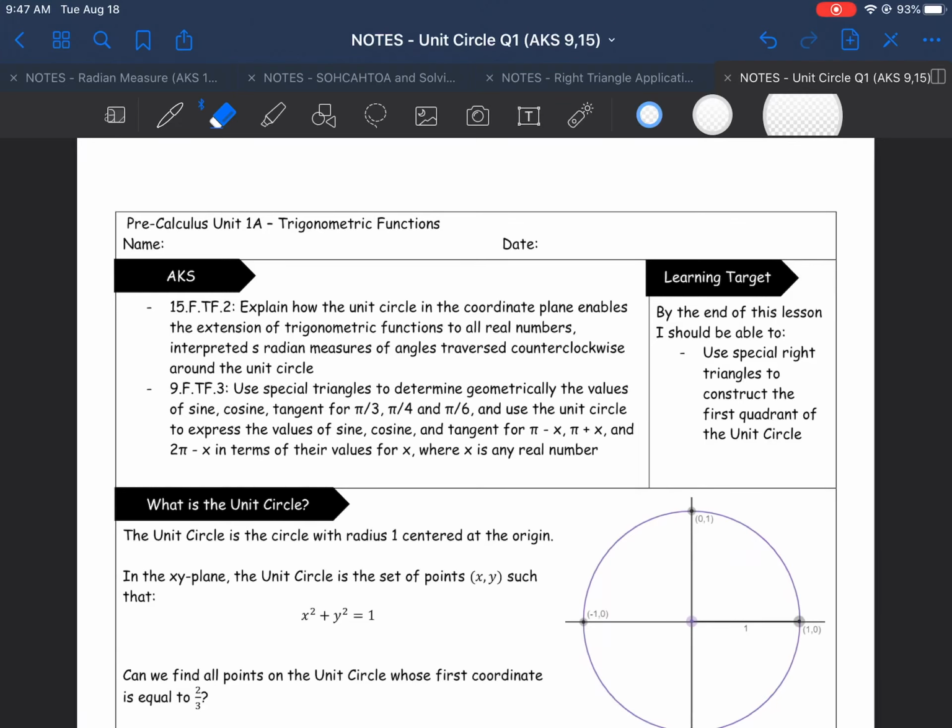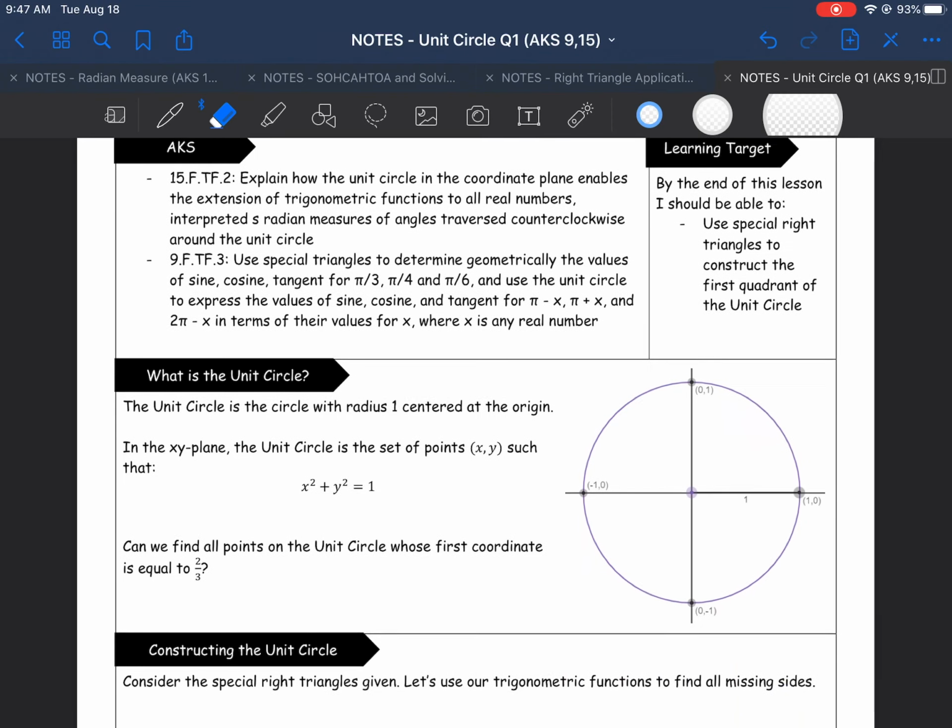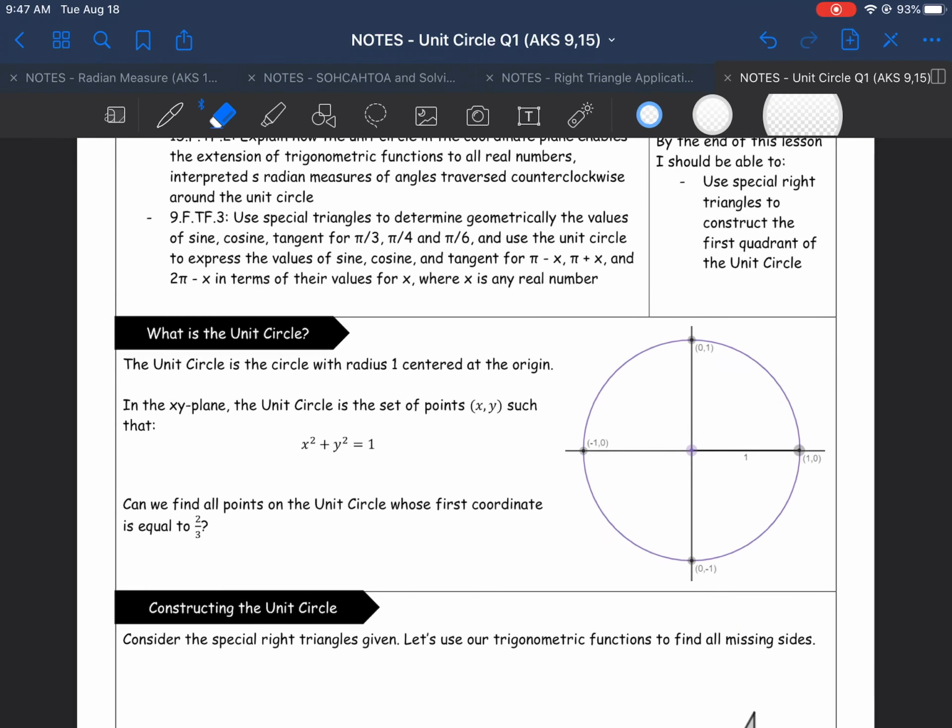In today's video, we're going to be exploring the first quadrant of the unit circle. By the end of this lesson, we should be able to use special right triangles to construct the first quadrant of the unit circle. So let's ask ourselves, what is this unit circle? Well, the unit circle is the circle with radius 1 centered at the origin. In the xy coordinate plane, the unit circle is the set of points (x, y) such that the equation x squared plus y squared equals 1 is satisfied.